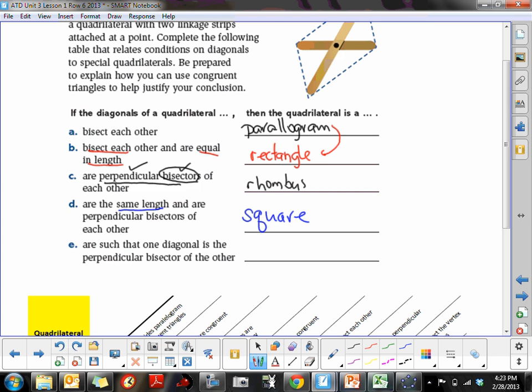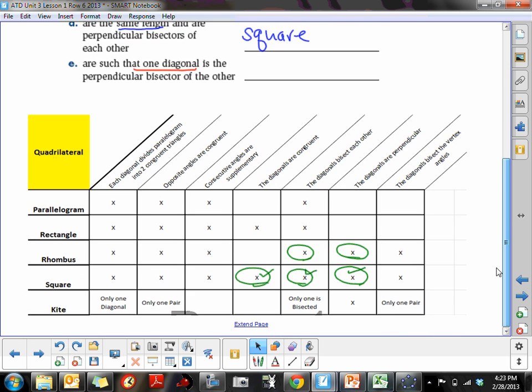And letter E, what if you have the diagonals of a quadrilateral, and they are such that one diagonal is a perpendicular bisector of the other? Now the clue here is that there's only one diagonal that is doing this, and that's really tipping the hand very quickly towards a kite. The kite is the only one that's kind of that hybrid that had those characteristics. It had to be perpendicular.